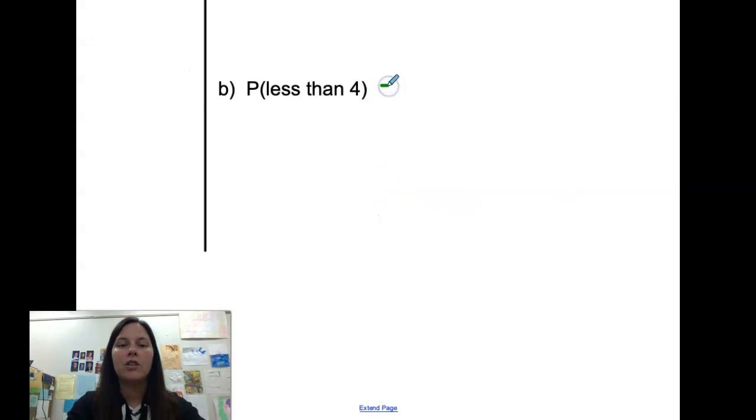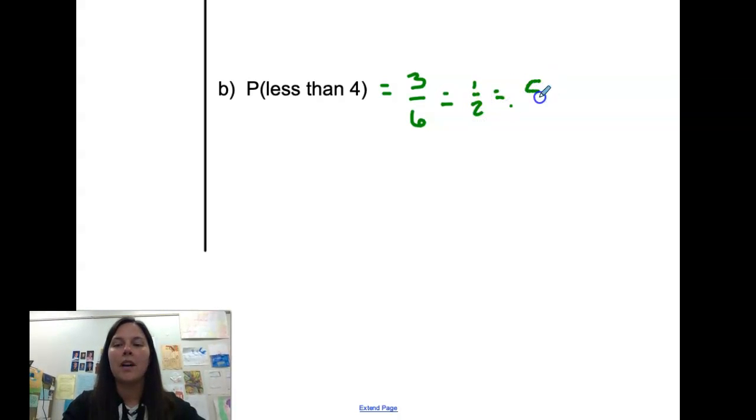Second question, what's the chance that we roll a number less than 4? So that does not include 4. So that would be the numbers 1, 2, 3. So there's 3 chances that we get a number less than 4. Since this is the same probability we got the first time, it equals 0.5 as a decimal, as well as 50% when we multiply that by 100.